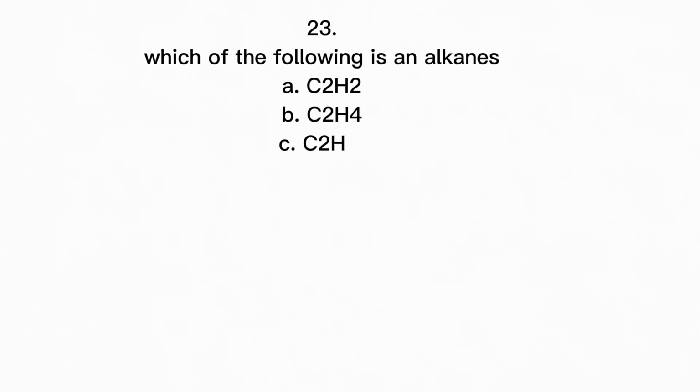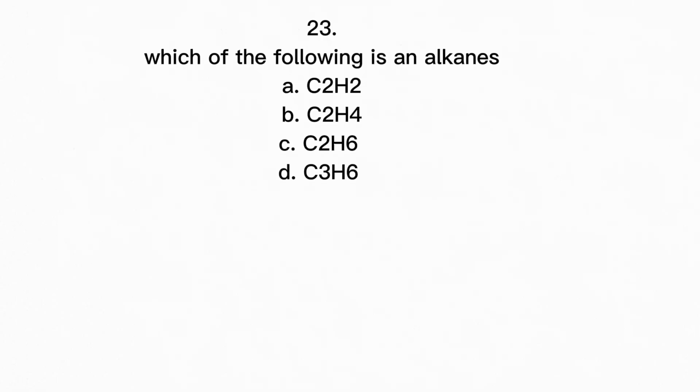Question 23. Which of the following is an alkane? A. C2H2, B. C2H4, C. C2H6, D. C3H6. What is the answer? I have solved this question in one of my videos. I used the general formula of alkanes to solve it and got the answer correct. But today I'm not using the general formula. If you want to know the answer through the general formula, you can click on my other video and watch it. It's one of my questions there as well, so they repeated the question.